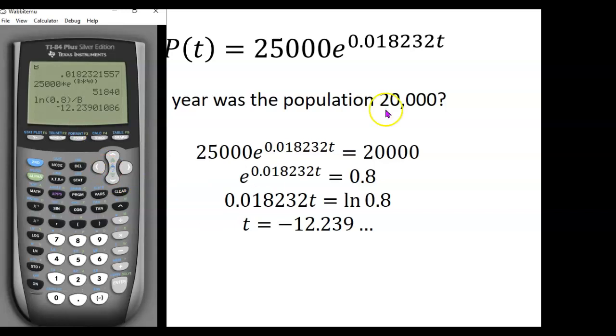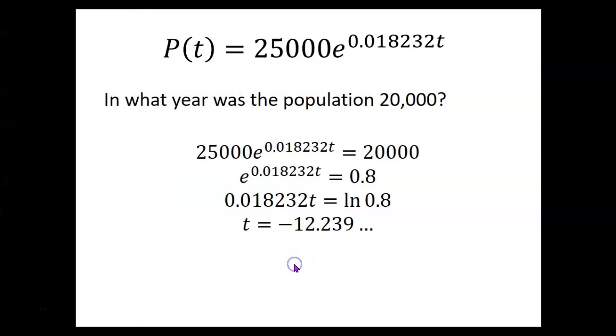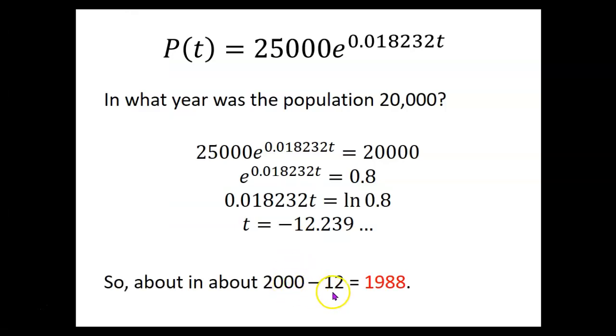So if t equals 0 corresponds to the year 2000, then when t is negative 12, that's 12 years before that starting point. In the year 2000 minus 12, which takes us back to 1988. So if this formula still applies back before the year 2000, it predicts that we would be talking about the year 1988, giving us a population of 20,000 people.